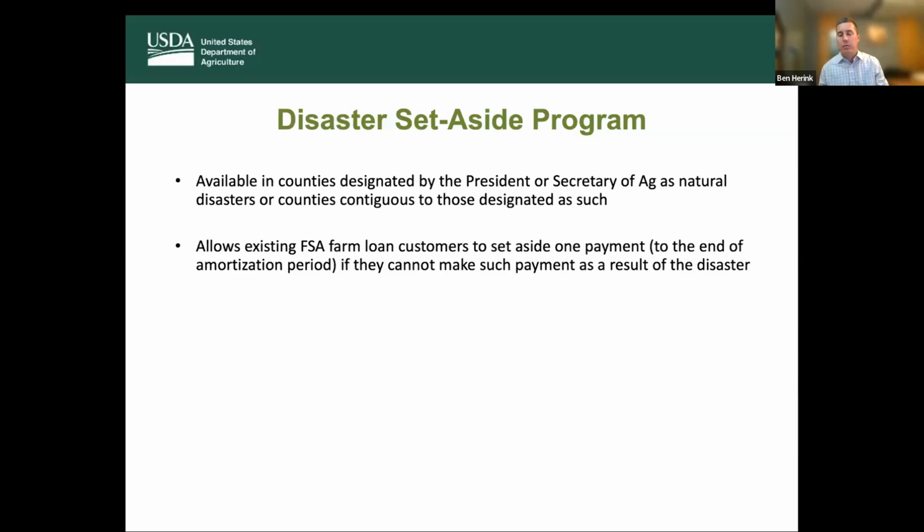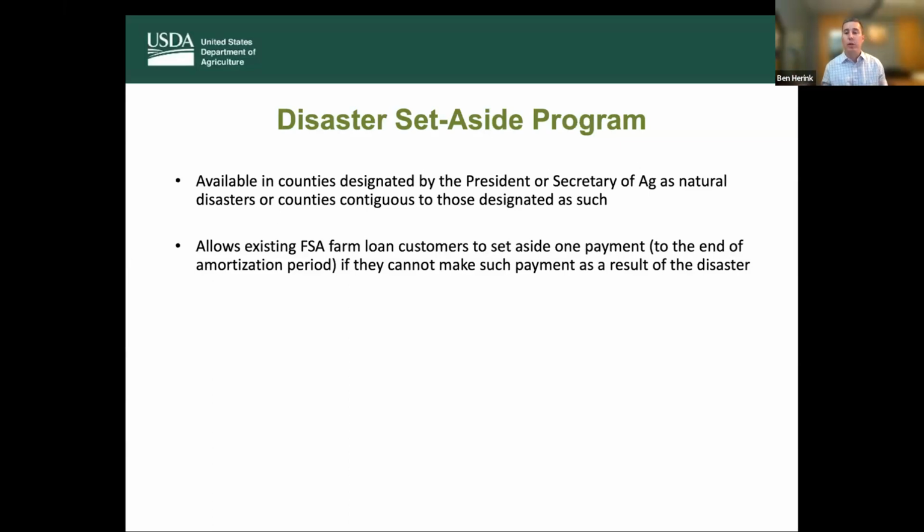The other, and I'll call it the disaster set-aside program, is really an in-house program. So if you're a producer that already has a direct FSA loan outstanding, and you run into a situation where you're in a disaster county, this is more of a short-term Band-Aid fix that would allow you to take the scheduled payment that you just missed on your FSA loan, or one that's upcoming here in 2023 or shortly thereafter, and basically set that installment aside to the back of the note.